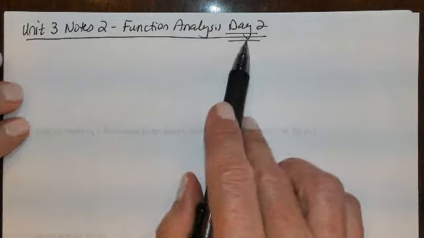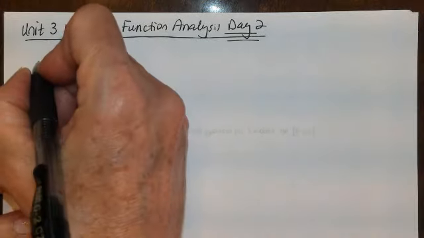Okay, so here we are on Unit 3, Notes 2, Function Analysis, Day 2. We are continuing from where we left off last time, and we went through critical numbers, increasing and decreasing intervals, and relative extrema, right? So we did quite a bit last time, and we're going to begin today by talking about absolute extrema.